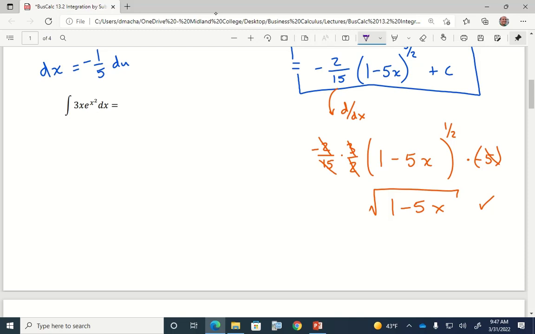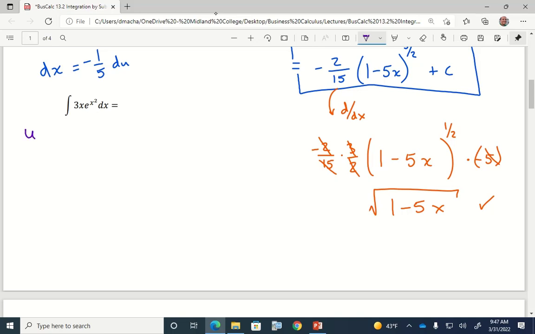New one. It's asking for the antiderivative of 3x times e to the power x squared. Again, looks pretty tough. Looks like we don't know how to do that antiderivative immediately, because we don't have a product rule, we don't have a chain rule. The only thing I can use is this u substitution.